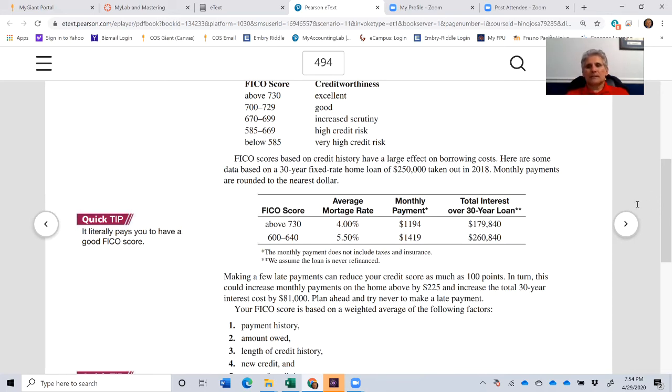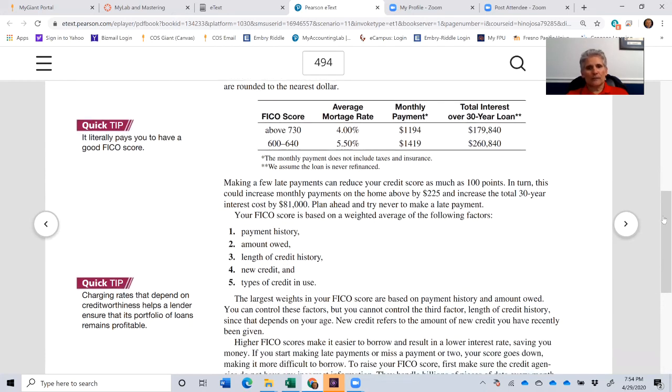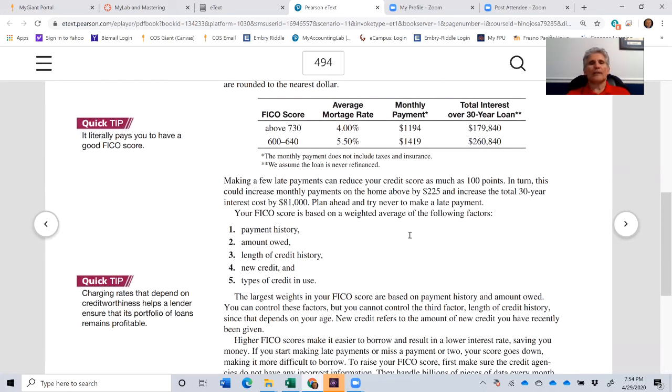Now, the textbook goes on to talk about how you can keep a good credit score. Your FICO score is going to be based on the weighted average of the following: your payment history, the amount you owe, the length of credit history, new credit, and types of credit in use. Payment history, from my experience, is actually going to be the biggest factor. If you skip a payment or miss a payment, your credit scores are going to be impacted significantly.